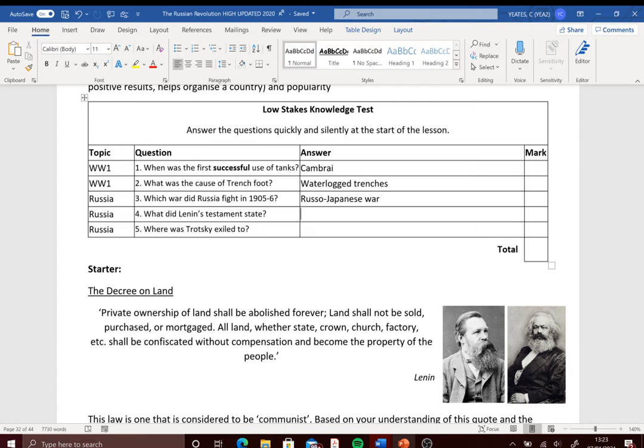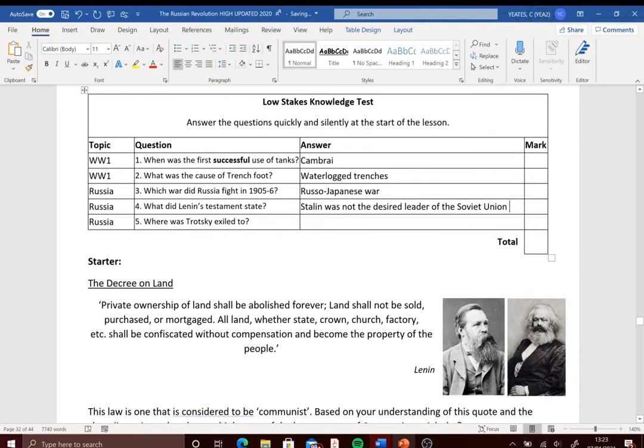What did Lenin's testament state? Well, Lenin's testament stated that Stalin was not the desired leader of the Soviet Union. You would have seen that from last week. And where was Trotsky exiled to? So Trotsky was exiled to Kazakhstan.